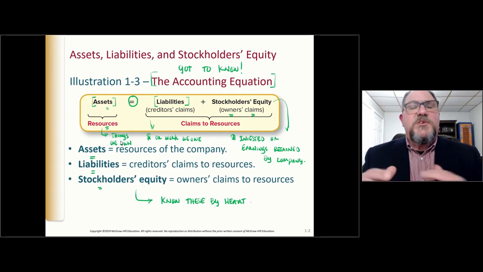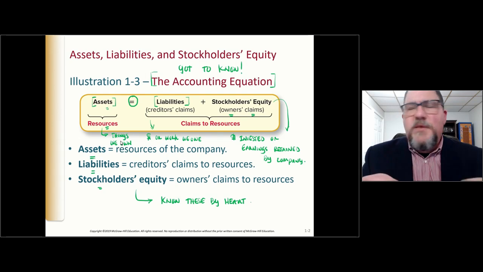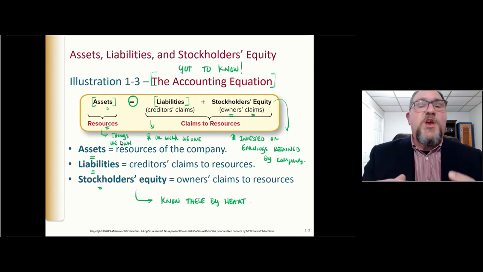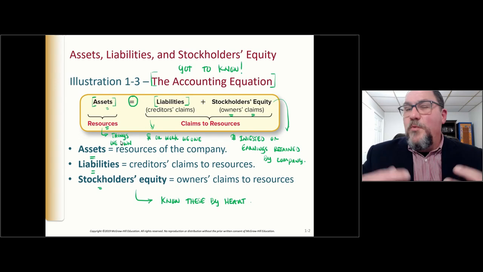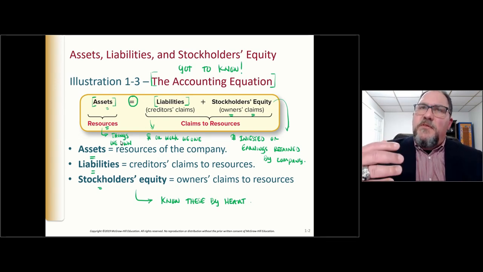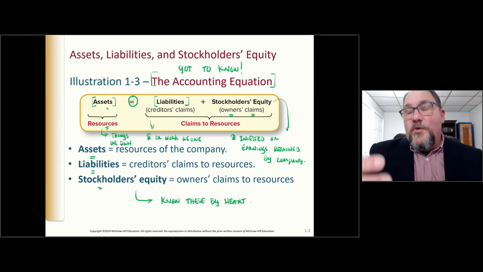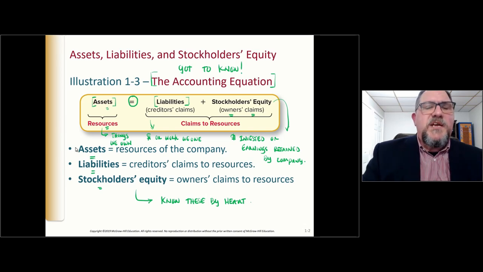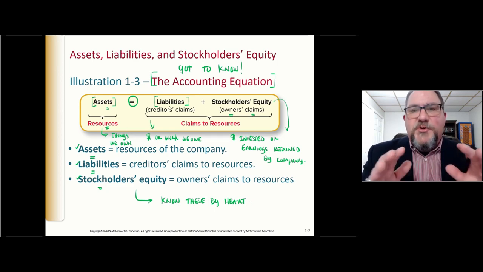And then the claims to the resources, liabilities, this is usually money that we owe, but sometimes we owe work, like somebody's paid us before we've done work. And then stockholders' equity, this is the money that we've either earned. There's two ways. We've either earned it, and it's called retained earnings. Explain that to you a little bit more later on. Or the amount of money invested when we sold stock. Okay? So you have to understand what these items are. Okay? And that's why we're going through this first. By the way, this accounting equation, that is actually the balance sheet.